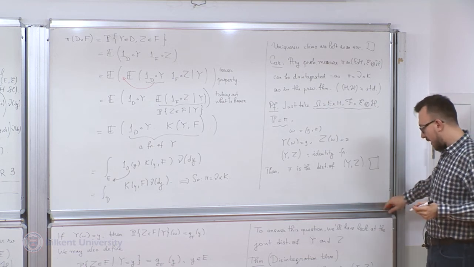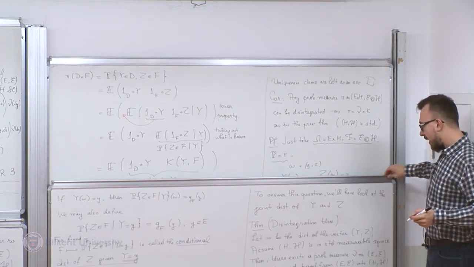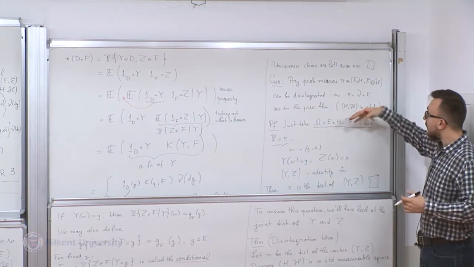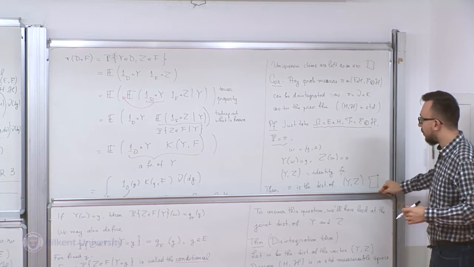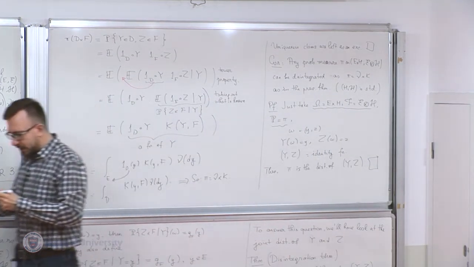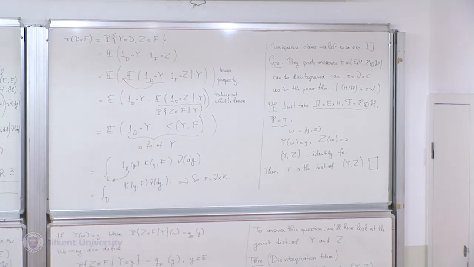So you don't have to have pi as a joint distribution because it is always a joint distribution. It can always be seen as a joint distribution. Okay? So at the end of the day, what we have is that every probability measure on the product space can be decomposed or disintegrated into a distribution on the first space and a transition probability kernel from the first space into the second space.